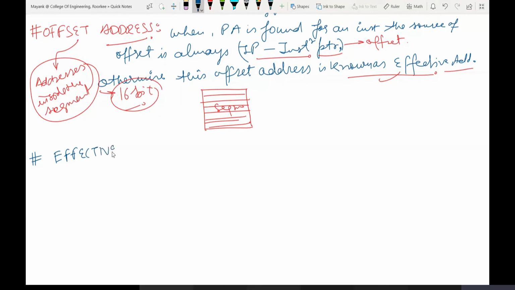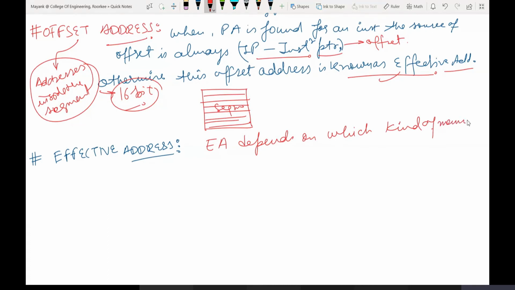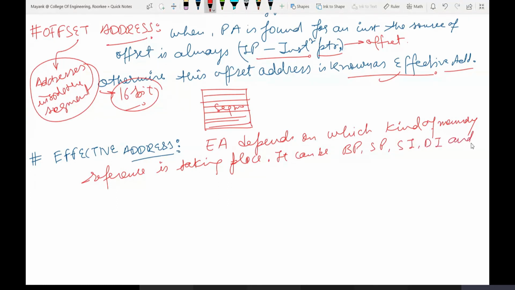Next, we have the effective address. This effective address depends on which kind of memory reference is taking place. And what kind of memory reference does it mean? It can be BP, SP, SI, DI, and along with them there will be a displacement. Fine. You already know BP stands for base pointer, SP stands for stack pointer, SI and DI stand for source index and destination index respectively, and the last thing is called displacement.